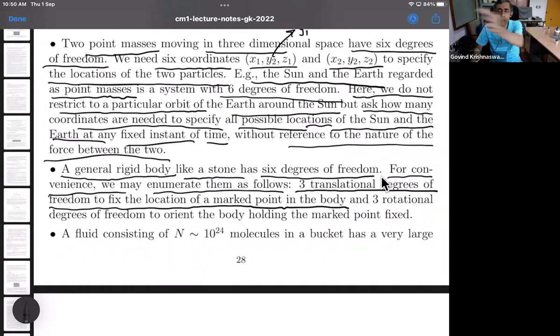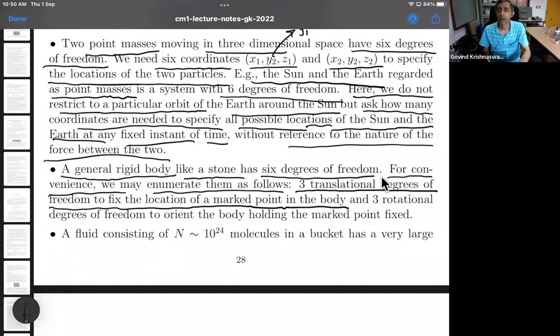So in doing that, I need to specify 3 coordinates. I mean, how far from my nose horizontally, how much down, and how much to the right or to the left. Okay, so I need 3 degrees of freedom to locate a marked point in the body. You choose any marked point, whichever one you like.